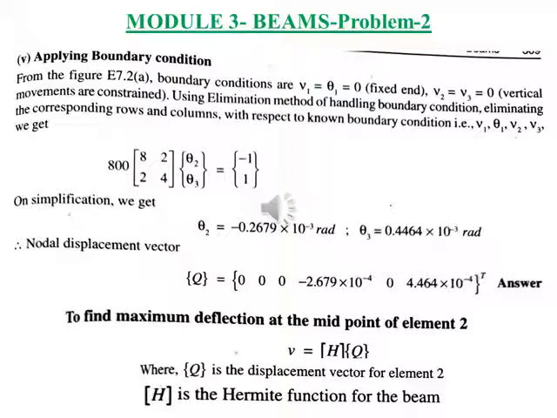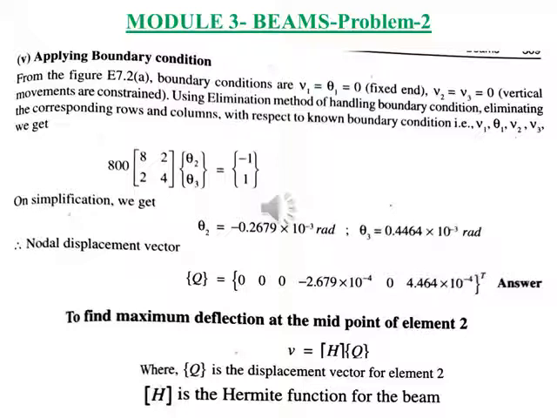So two unknowns, two equations, we can solve for them and get the values of theta as minus 0.2679 into 10 power minus 3 radians and 0.4464 into 10 power minus 3 radians. So the nodal displacement vector will be written as 0, 0, 0, minus 2.679 into 10 power minus 4, 0, 4.464 into 10 power minus 4. So this is the answer for the nodal displacement vector.